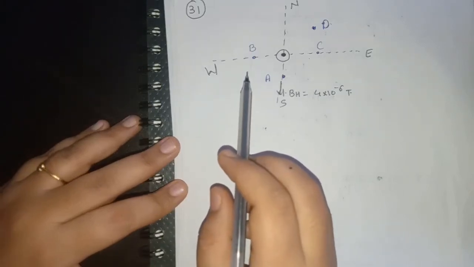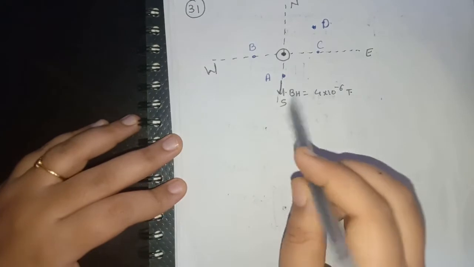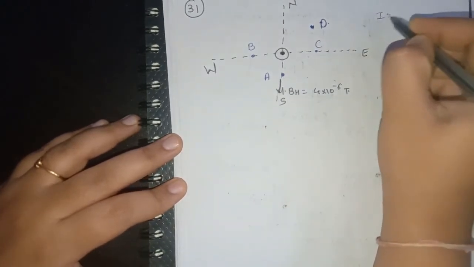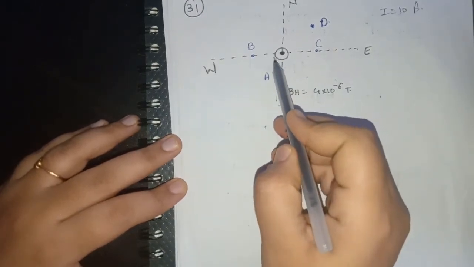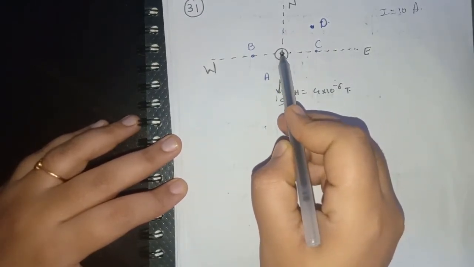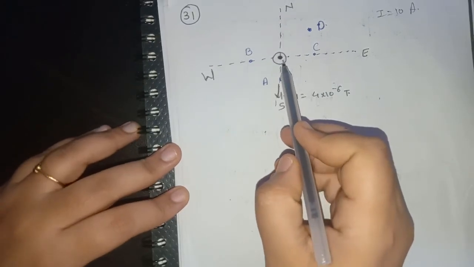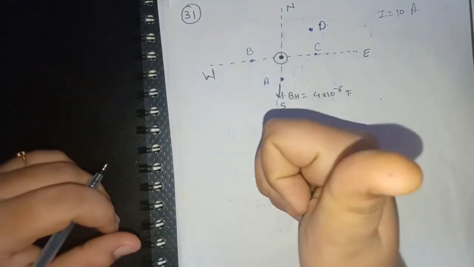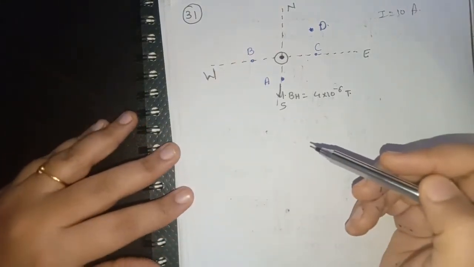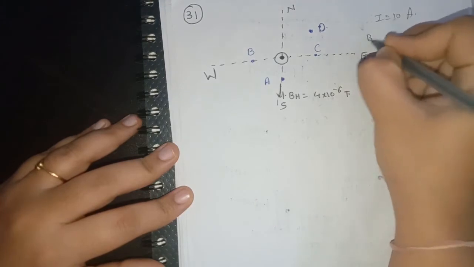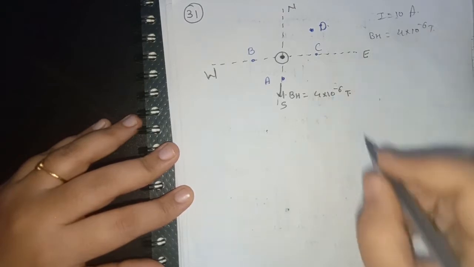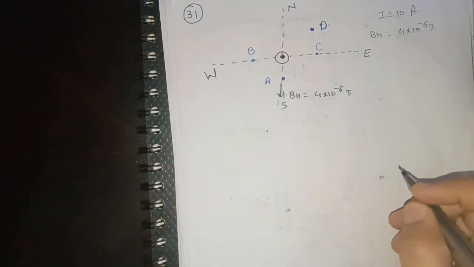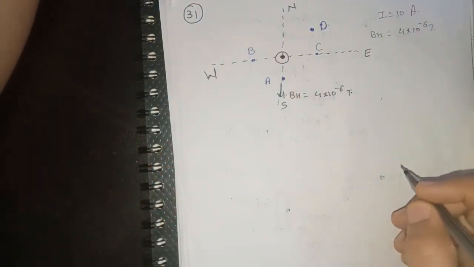In question number 31, a thin straight vertical conductor has 10 ampere current flowing vertically upward. Let's say at this point a current carrying conductor is placed and the current is flowing in upward direction. It is present at a place where the horizontal magnetic field is given by 4 into 10 power minus 6 Tesla. We have to arrange the net magnetic field induction at the following points.